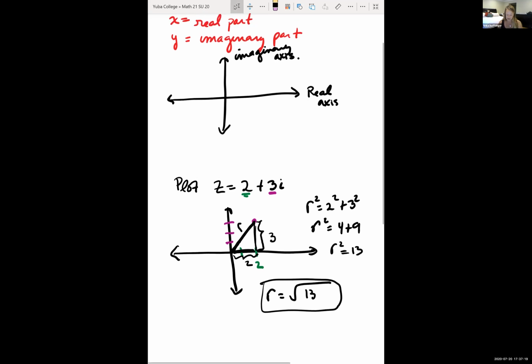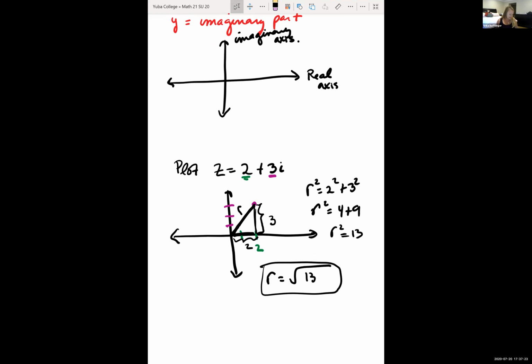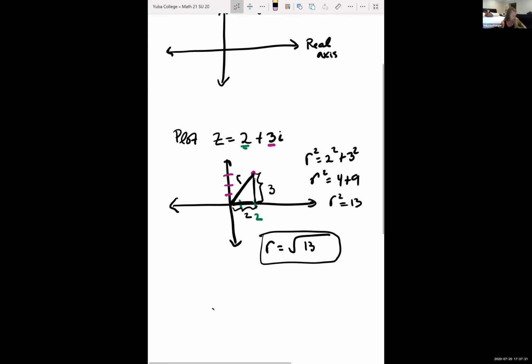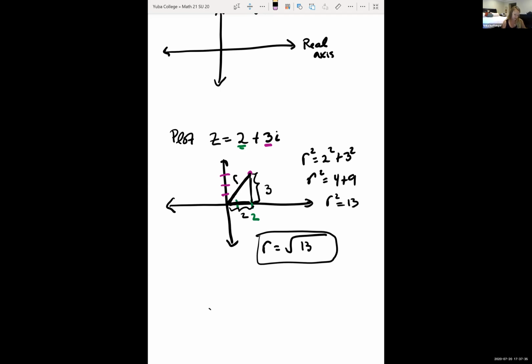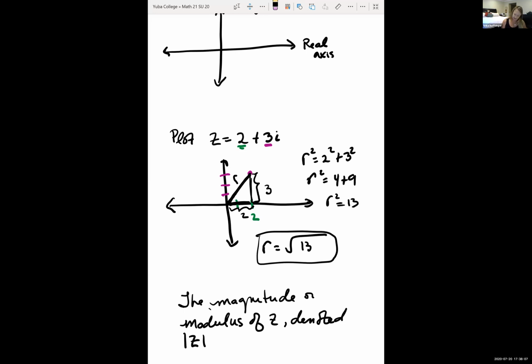So there's a formula here for z. We can call this the magnitude, or modulus, of z, and it's denoted like absolute value of z. It is the distance from the origin to the point (x, y).